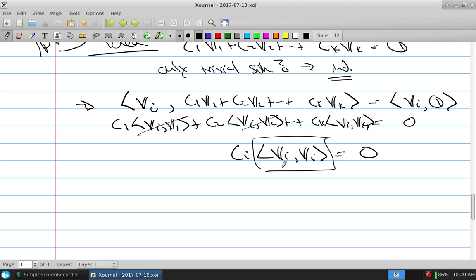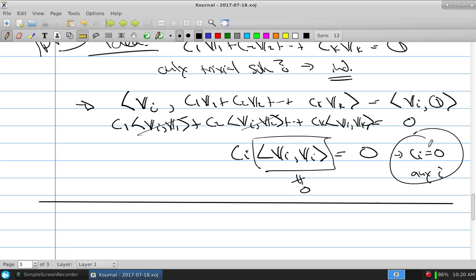Well, the inner product with itself is not going to be 0. That can't be 0. So what does that mean CI is? 0. And that is for any I. So what does it tell you about all the constants? They're all 0. You just check: take the inner product with V1, V2, up to Vn. Just do it for all of them. You'll find out C1 is 0, C2 is 0, C3 is 0, C4 is 0, and this thing completely falls apart. That's the idea behind it. You have to clean it up a bit. In other words, we have only the trivial solution.